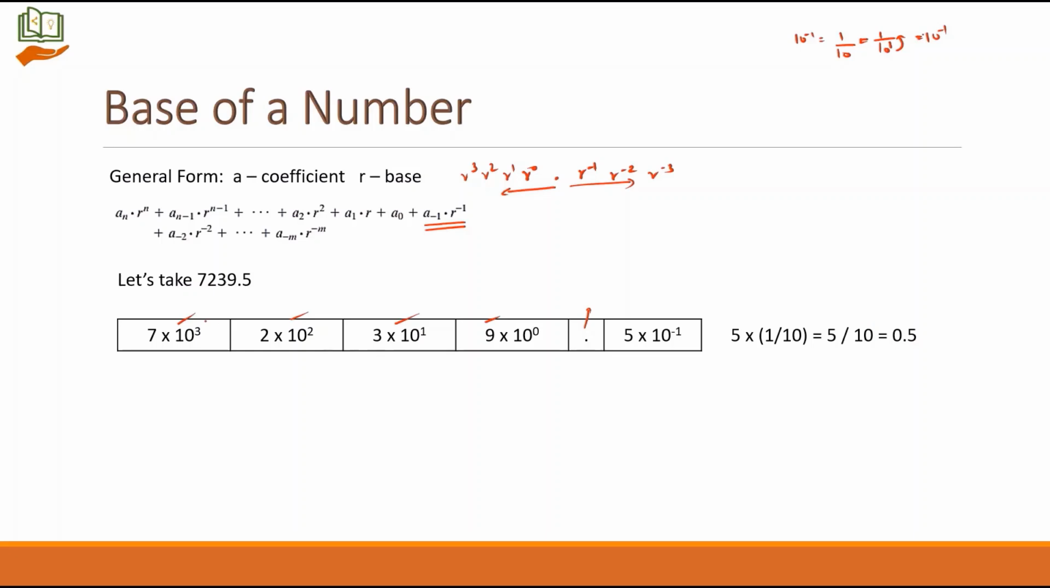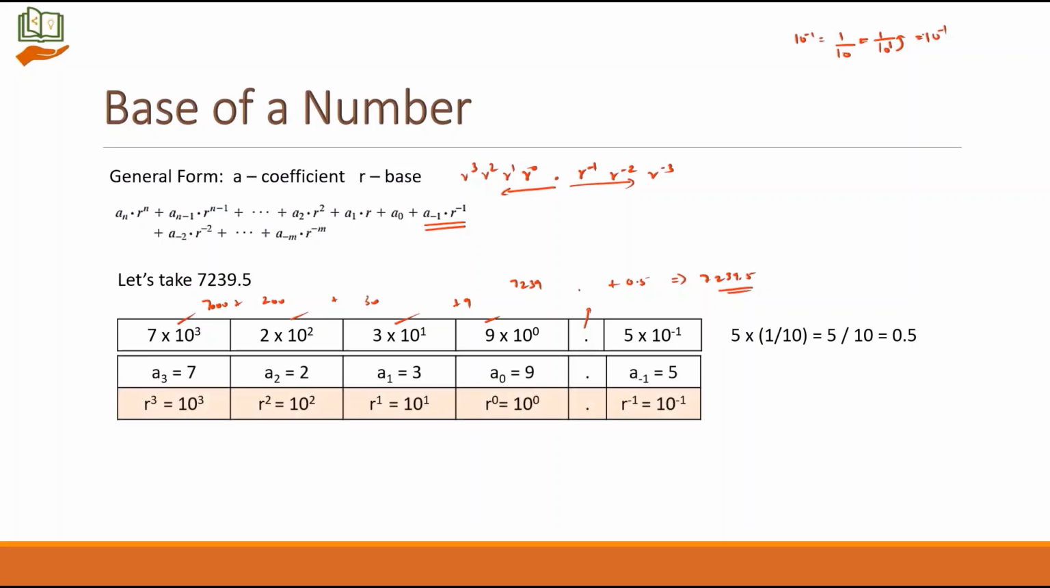Now when you add 7000 plus 200 plus 30 plus 9, you get 7239. Along with that you have to add this 0.5 also. When you add them together, you will end up with the number again. Now we will see the interpretation as per the format. So A3 is 7, A2 is 2, A1 is 3 and A0 is 9 as per the example. And now we get a new coefficient A minus 1.